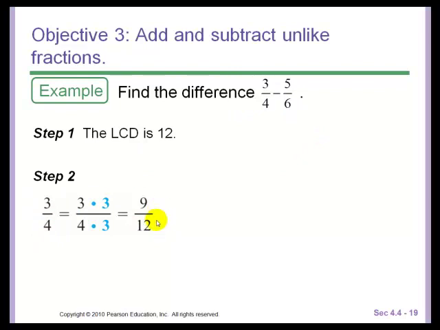Recall that to turn 4 into 12 you'd multiply it by 3. This is the same as long as I do it to top and bottom. So 4 times 3 is 12, 3 times 3 is 9. To get 5/6 to be 12, I'm going to need to multiply 6 by 2. 6 by 2 is 12, and then to keep my balance, I have to keep the same thing on the top. 5 times 2 is 10.